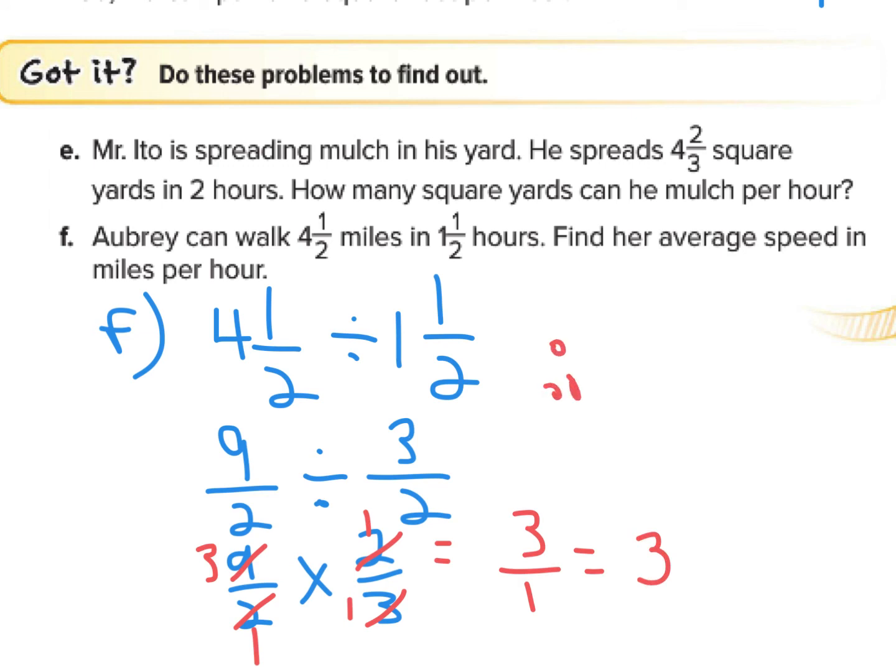Therefore, the question is, Aubrey can walk 4.5 miles in 1.5 hours. Find the average speed in miles per hour. Therefore, 3 miles per hour. Right?